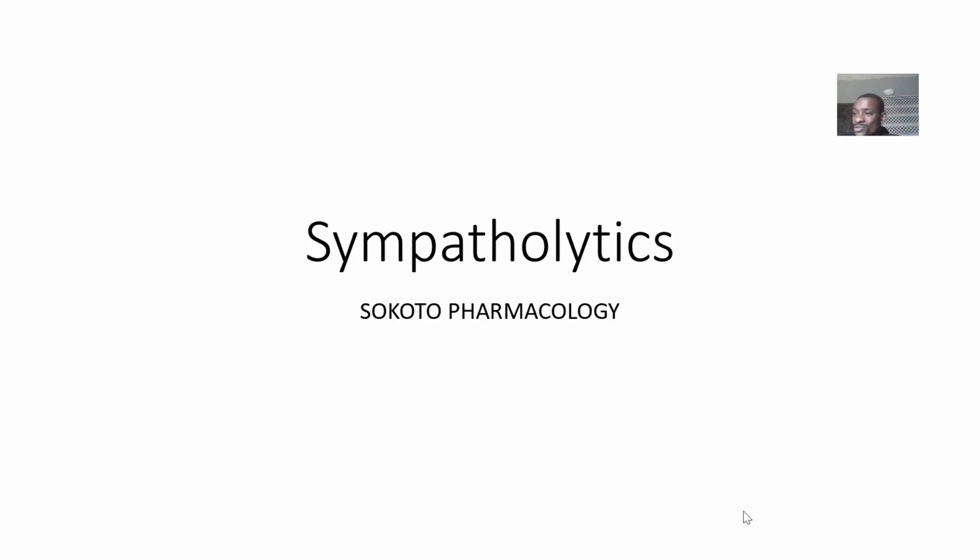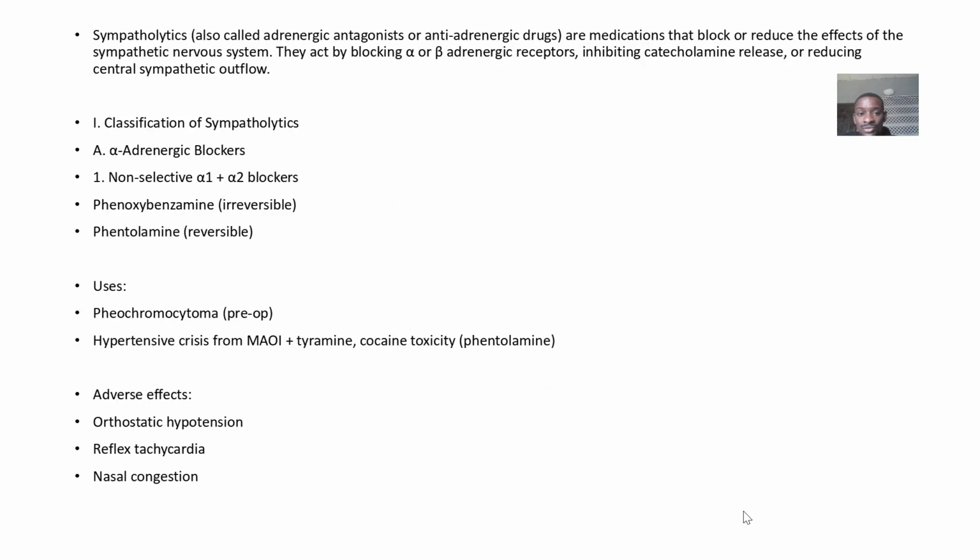They should tend to actually depress the sympathetic nervous system. So sympatholytic drugs, we said that they are also known as adrenergic antagonists or anti-adrenergic drugs. So they are medications that block or reduce the effect of the sympathetic nervous system. They are just opposites. So the most important thing is looking at their classifications.